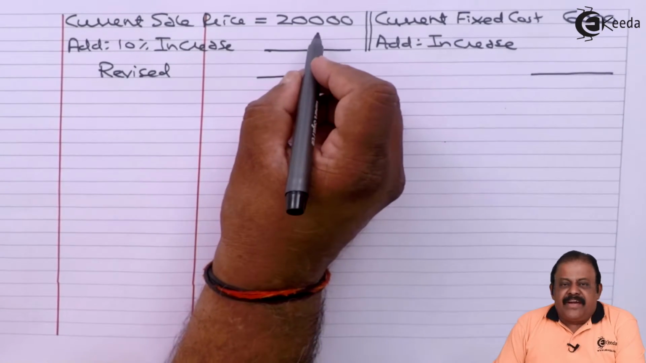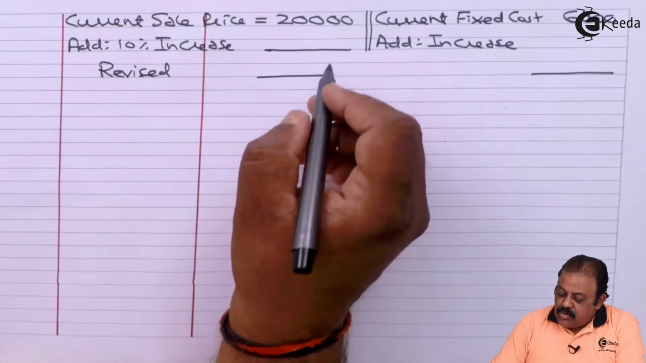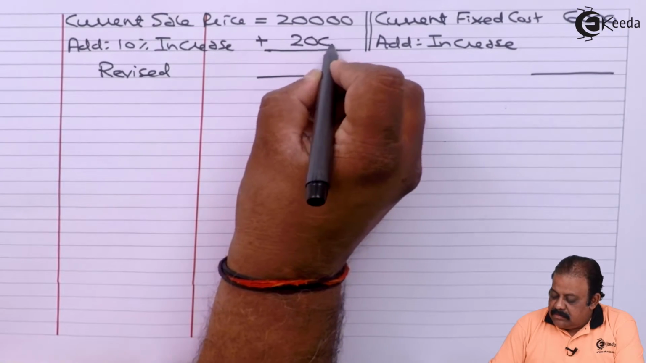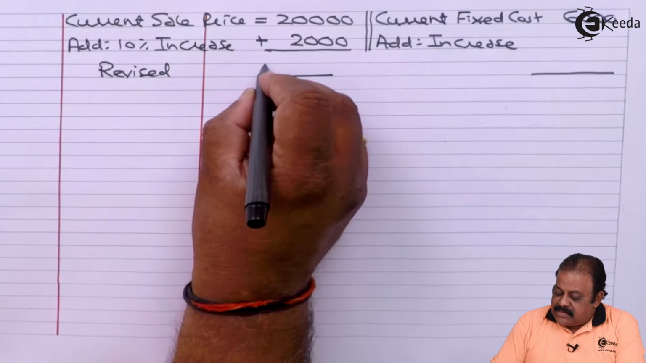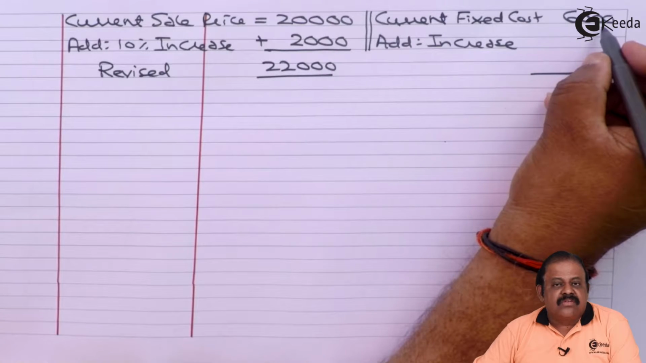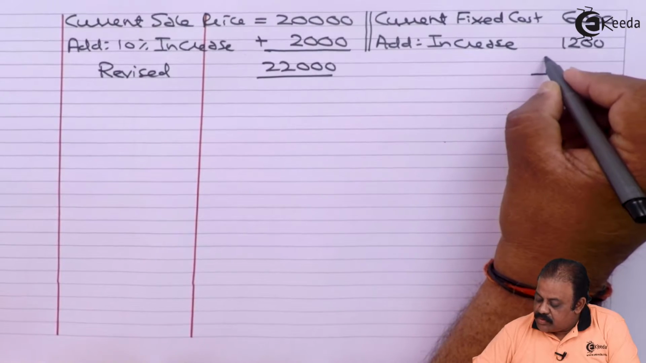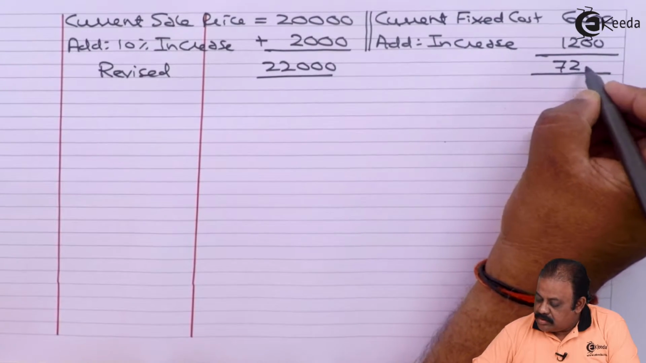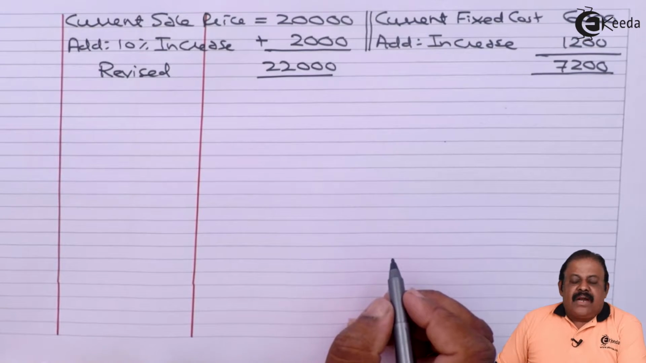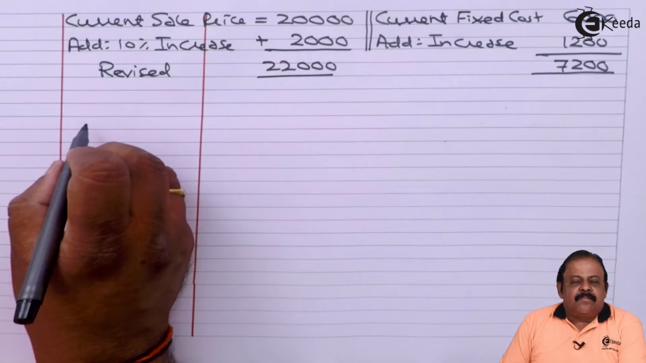Current sales amount is 20,000. They have said that there is a 10% increase in sales value. So 20,000 plus 10%, that is 2,000. So revised sales is 22,000. Current fixed cost is 6,000. They have said there is rise in fixed overheads by 1,200. So 7,200. That is the amount of revised fixed overheads. We can proceed to calculate PV ratio.